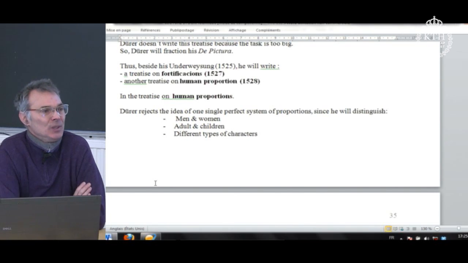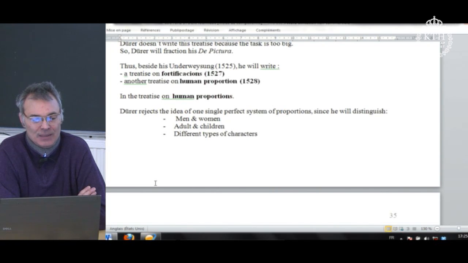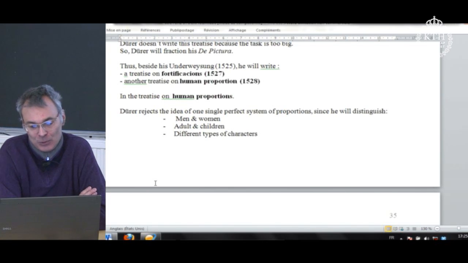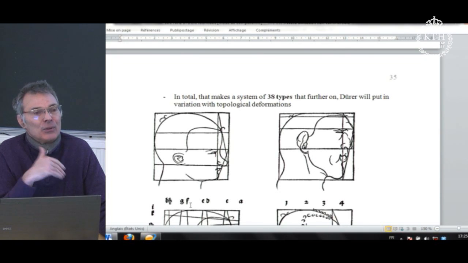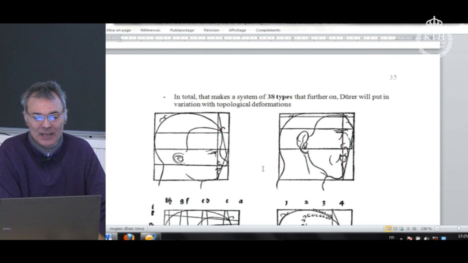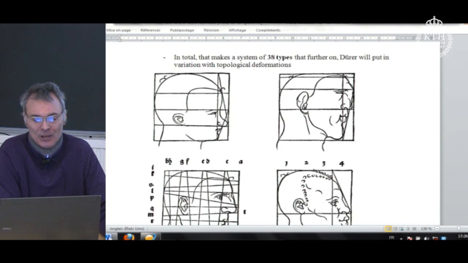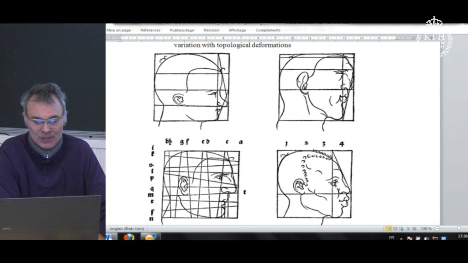And precisely in the treatise on human proportions, Dürer categorically rejects the idea of one single system of proportions, and he makes a difference between men and women, between adults and children, and between different types of temperament. And not only that, those 38 different types are only a beginning that will be put into variation either with optical devices or with what we would call nowadays optical topological deformations that you can see here.